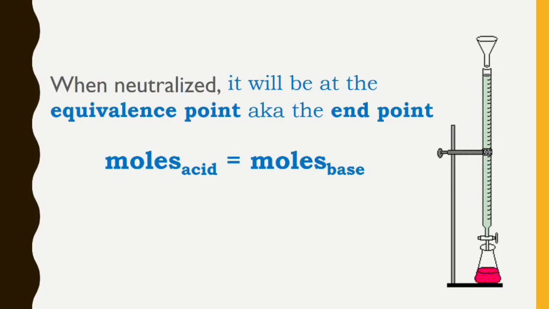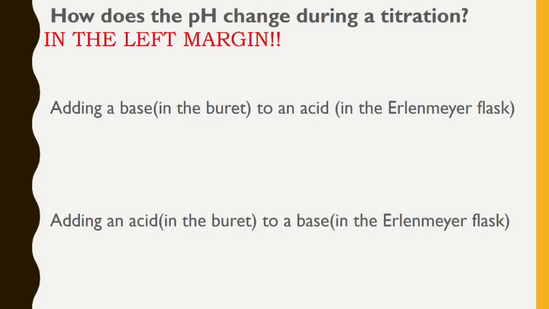So put this to the back of your mind for a moment. Over in the left margin, it asks, how does the pH change during a titration? We want to answer that real quick before we get into the graph so we understand what we're drawing there. There are two different options for our acid-base titrations based on whether we want to be studying the acid or the base. If we're adding a base from the burette into an acid that's in the Erlenmeyer flask, when we're measuring and observing this reaction, we're going to be observing the flask.